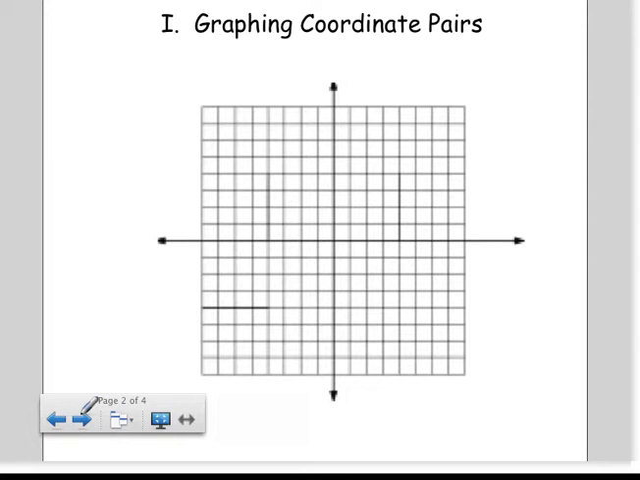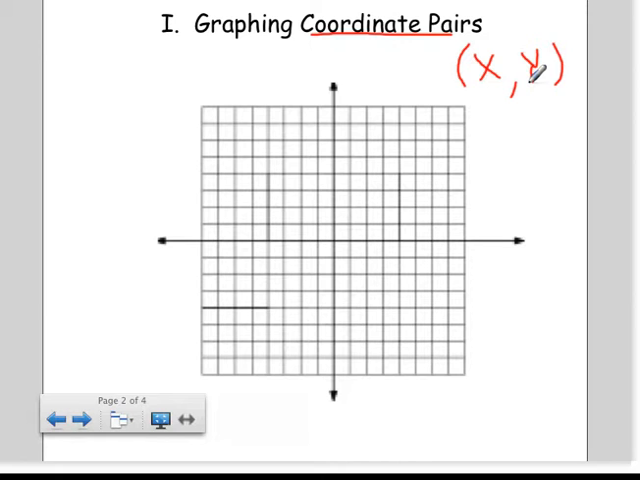So in order to graph a point, we're going to be graphing really coordinate pairs. A pair is two things, and a coordinate pair are two numbers that give you information about one point. And that will always be in this format. In parentheses, you will always have the x value of that point first, the y value of that point second.